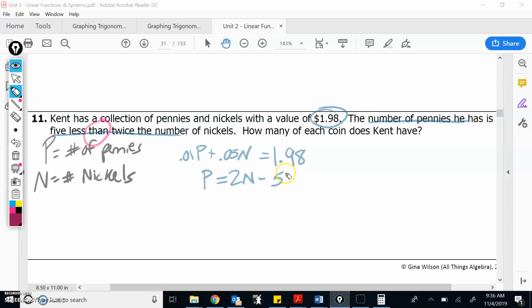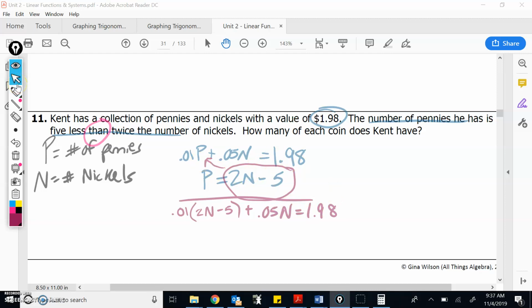This one I'm going to use substitution because I already have an equation solved for a variable. So that's going to go in for p, and I'm going to write that over here. 0.01, instead of p, I'm going to write 2n minus 5, plus 0.05n equals 198. Make sure when you substitute, you substitute into the other equation. All right, let's simplify, distribute, and solve for n.